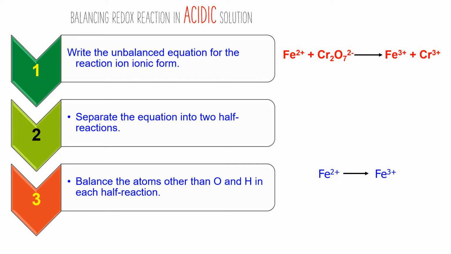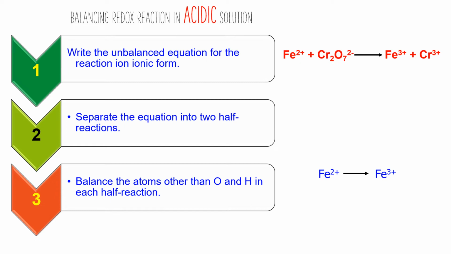The first one is to write the unbalanced equation for the reaction in ionic form. You can see here you have the Fe2+, there is only one atom of Fe, and then it became Fe3+ ion. But for chromium, as you can see, there is Cr2O7, so there are 2 chromium atoms. In the product you have the Cr3+, which is only one atom. So you need to balance the equation first.